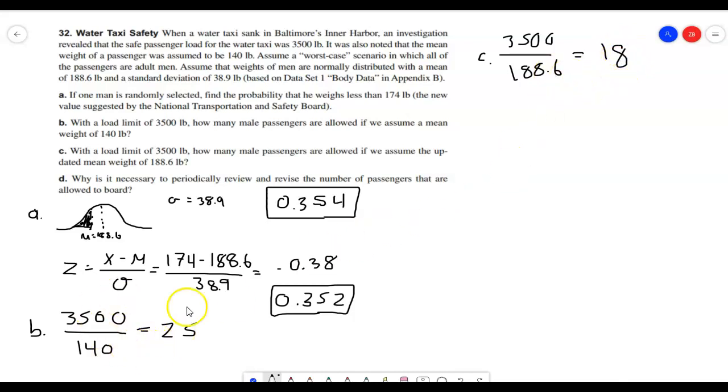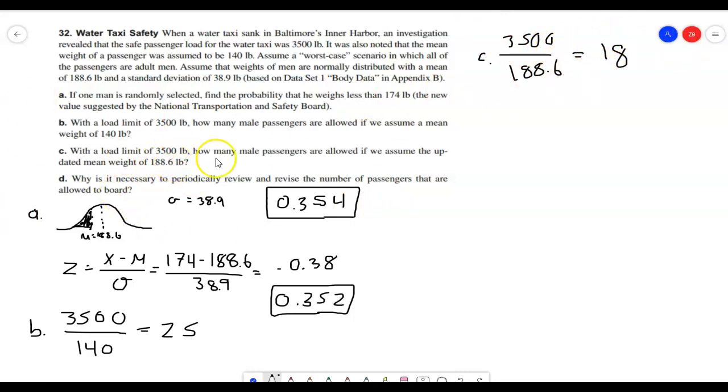So before, when they're assuming that the average person is 140 pounds, we can have 25 people on there and meet our 3,500 pound limit. But the fact is that with the current average weight of adult males, if for some reason the soccer team went on one of these taxi boats, which isn't implausible, we could really only have 18 of these adult males before we hit our maximum capacity on the number of pounds.